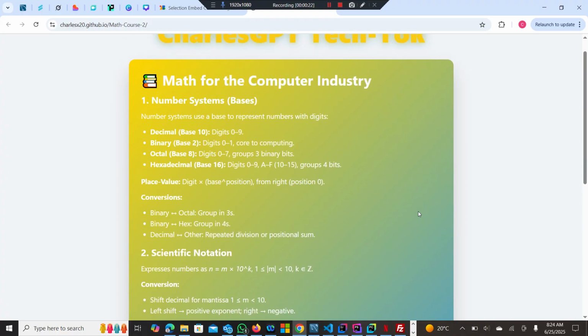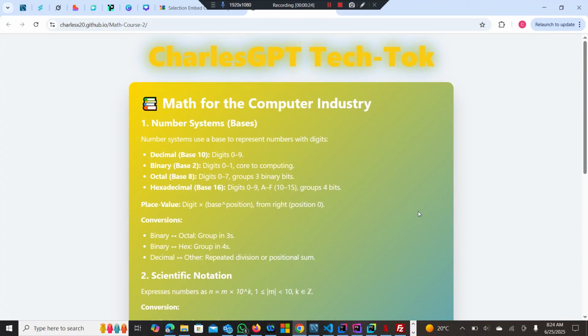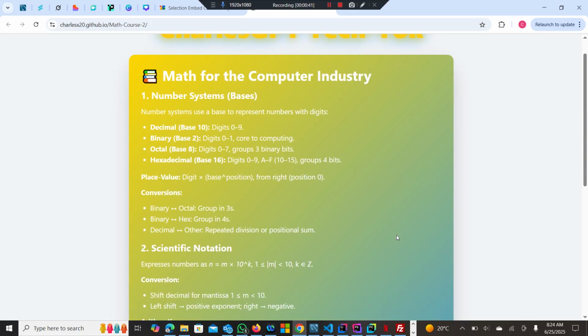I have about 30 questions on this topic, number systems and scientific notation. Because it generates random questions every time, to get your own questions you just get the link from my description. I'll be publishing it using GitHub.